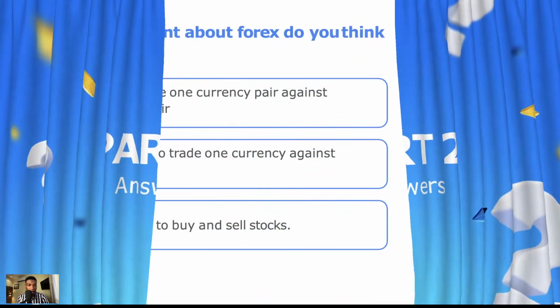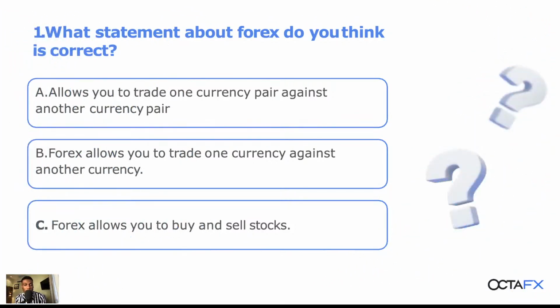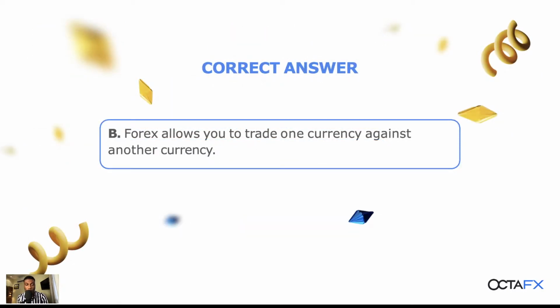So the first question in part 2 is, what statement about Forex do you think is correct? A. Allows you to trade one currency pair against another currency pair. B. Allows you to trade one currency against another currency. And C. Forex allows you to buy and sell stocks. You guys said A, some of you guys said B, some of you guys said C. So which one is the correct answer? Only one can be correct, guys. And the answer is option B. Forex allows you to trade one currency against another currency.